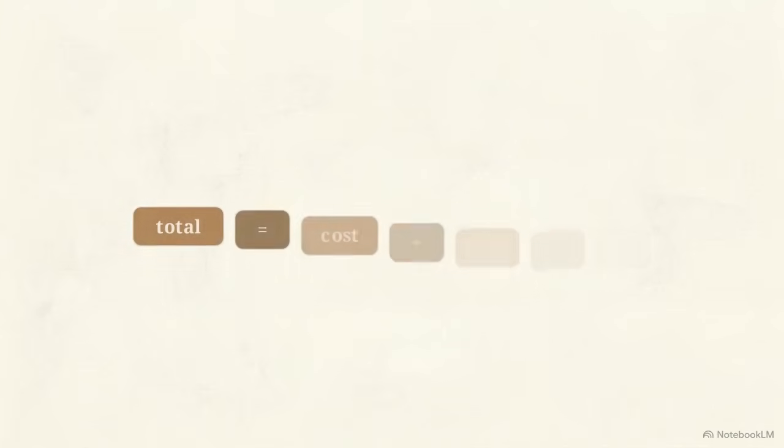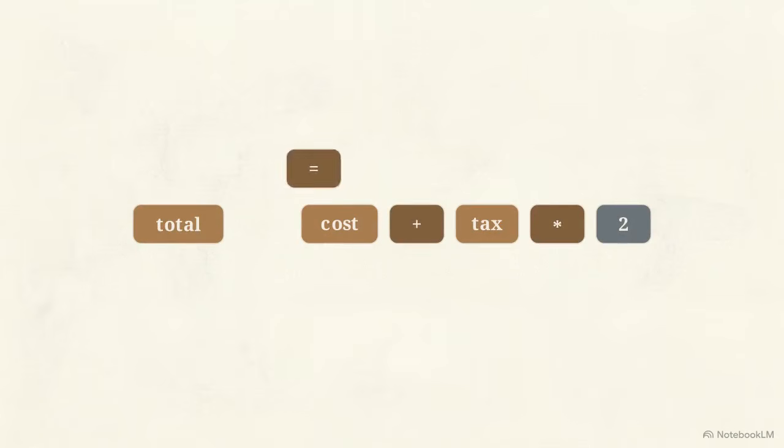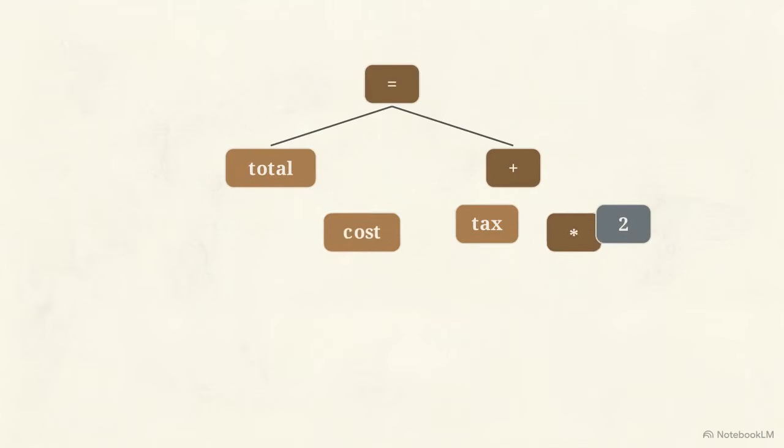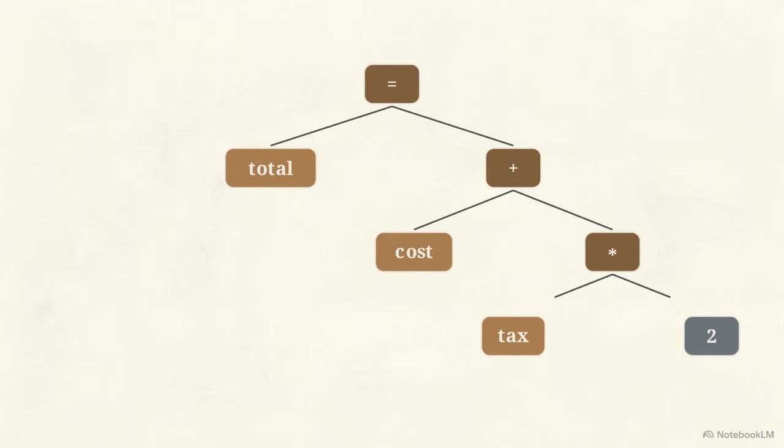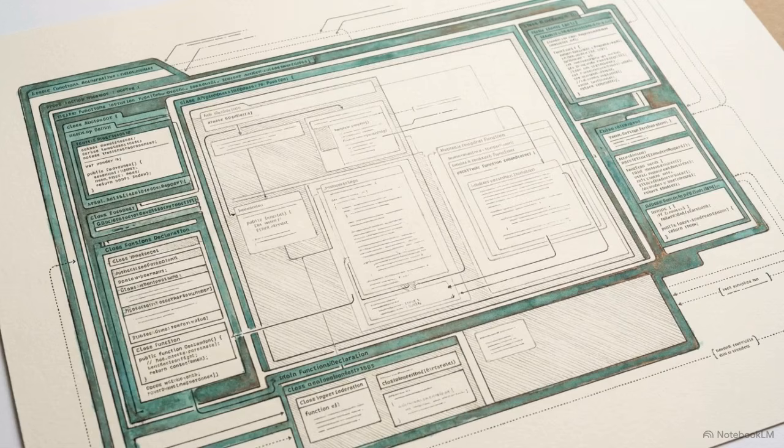Next, the parser consumes these tokens to construct an abstract syntax tree, or AST. This process translates the flat sequence of text into a strict hierarchical structure, creating a set of logical relationships the engine can actually analyze. But parsing every line of code immediately is expensive.